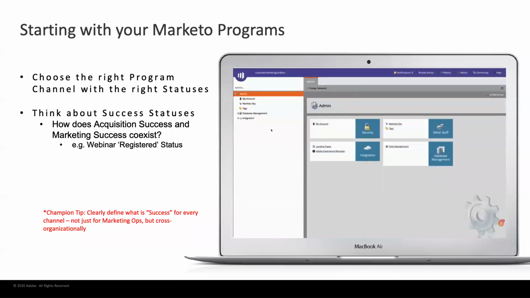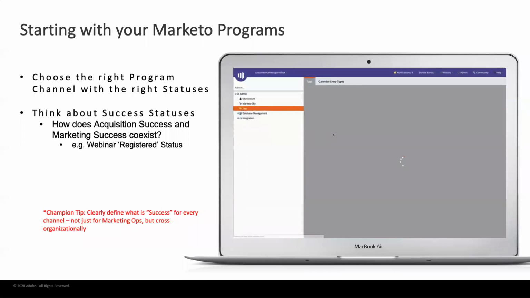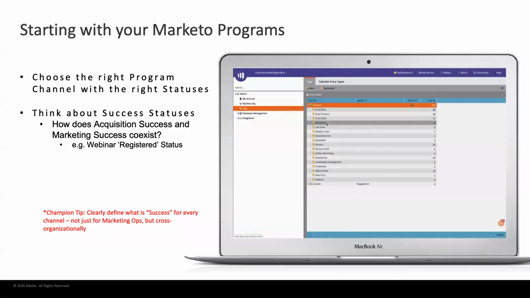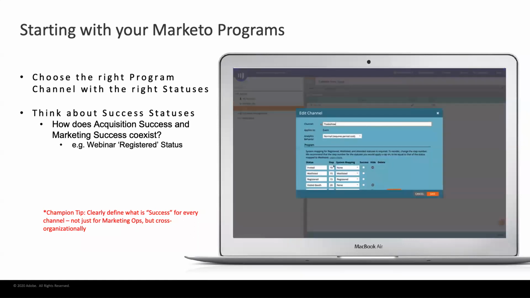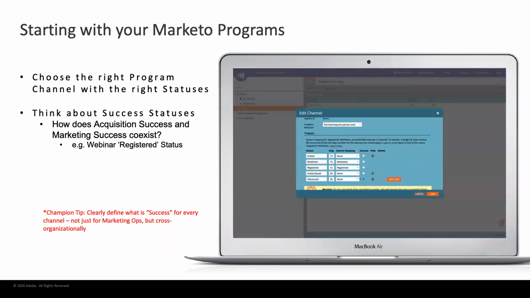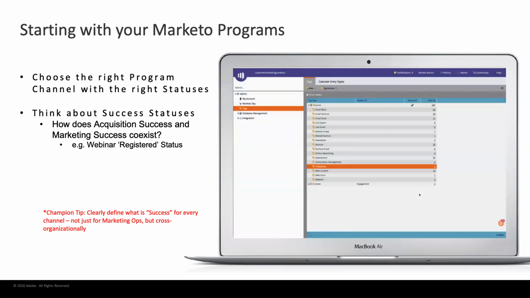All right. So obviously, we always want to start with the Marketo program. This really is the entry point for the best way to ensure alignment. We always want to be choosing programs with the right channels and the right statuses and setting the right successes around those.